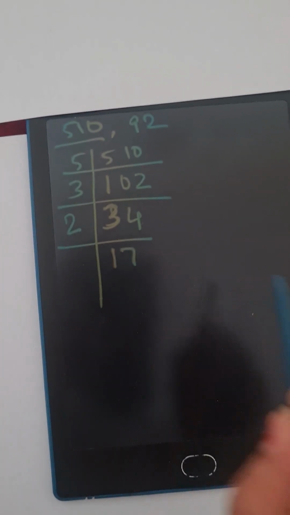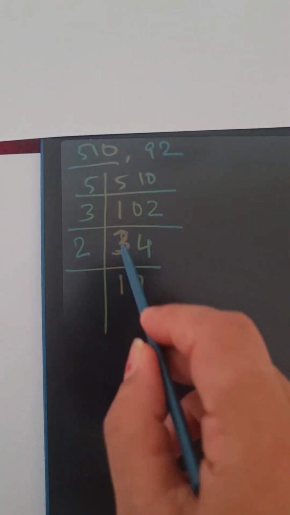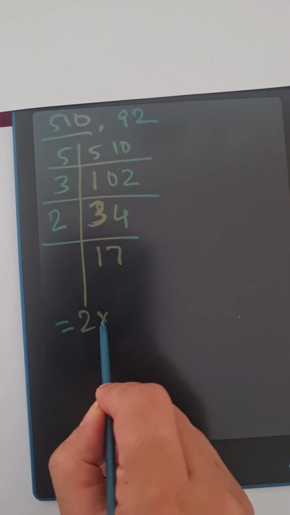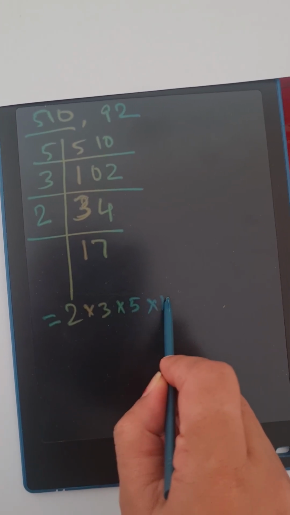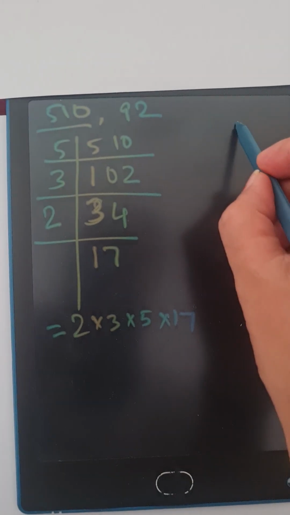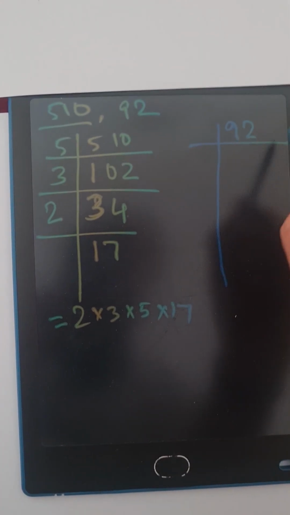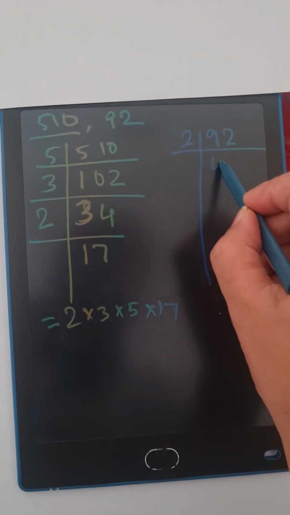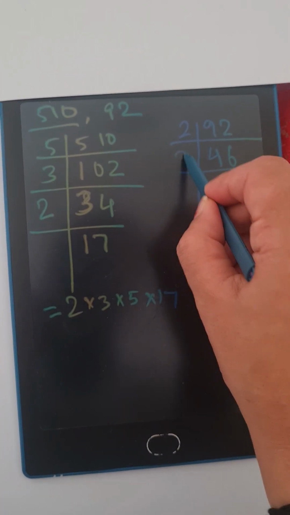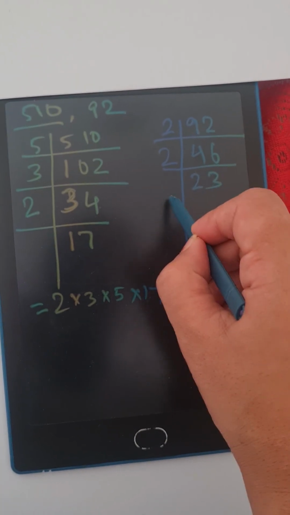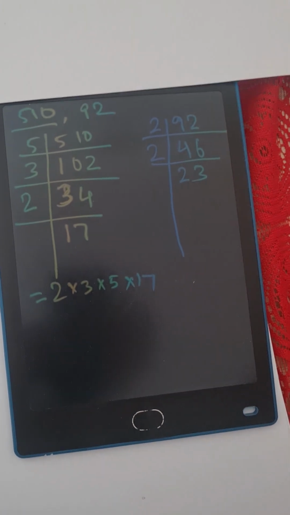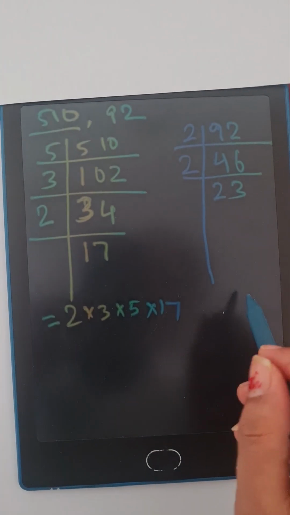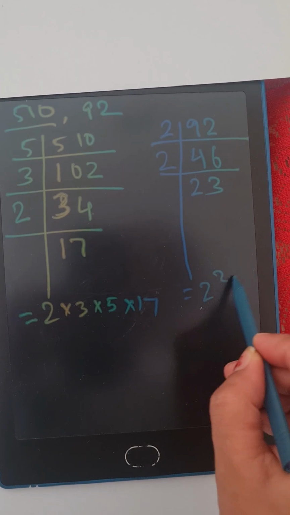2 1s are 2, 2 7s are 14. Now it is further not divisible. 17 is a prime number. Hence 510 can be written as 2 into 3 into 5 into 17. Now 92. This number is divisible by 2 because it is an even number. 2 4s are 8, 2 6s are 12. Again divisible by 2, 2 3s are 6. Now 23 I believe is a prime number. So 92 is 2 raised to power 2 into 23.